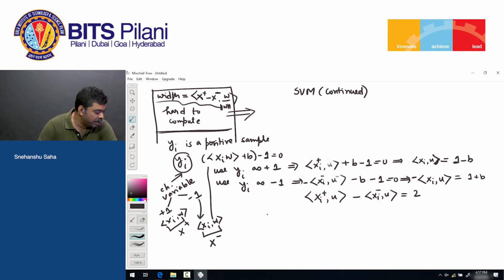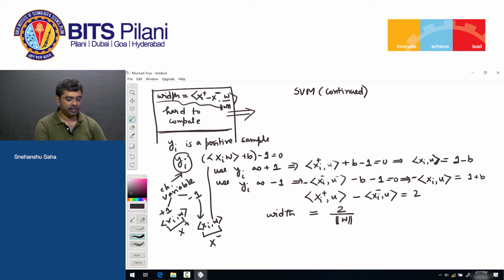Therefore, the width of the street is nothing but 2 over norm of w. You can use anything in place of u here. If you use w, we can easily see what happens.